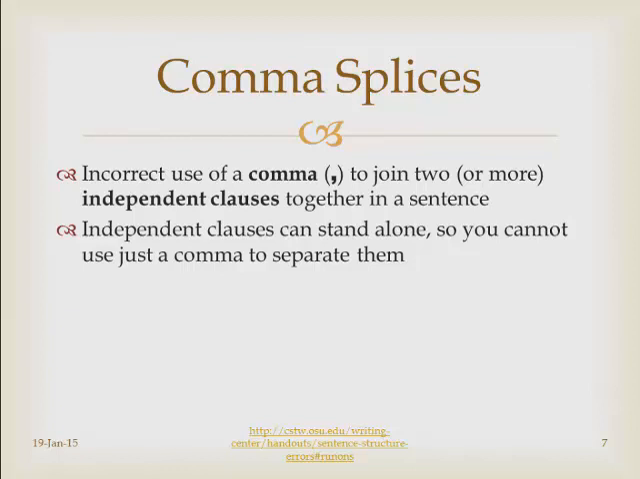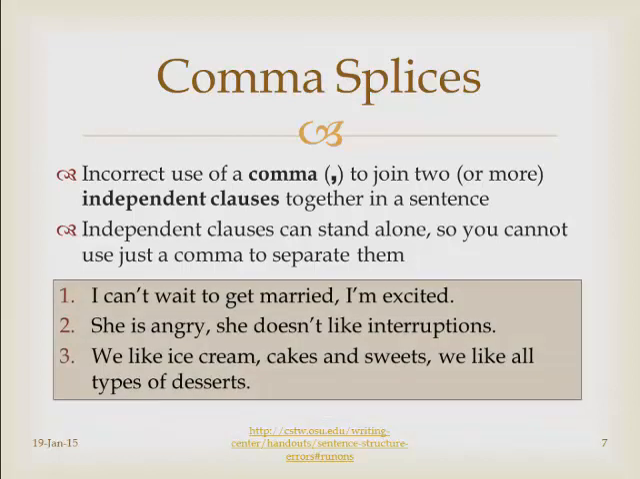What about comma splices? What are these? Comma splices basically means an incorrect use of a comma. You use a comma to join two or more independent clauses together in a sentence. Now, joining two independent clauses with just a comma is incorrect. It's wrong. Independent clauses can stand alone, so you cannot just use one single comma to separate them. That's not enough and it's incorrect. So let's look at some examples. I can't wait to get married, one independent clause. I'm excited, also one independent clause. So you can't just put a comma in between.